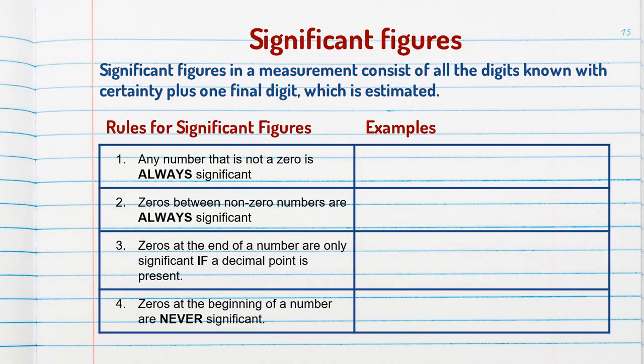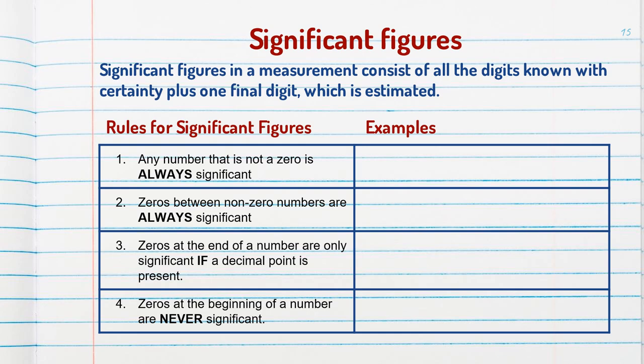So, significant figures in a measurement consist of all digits known with certainty plus one final digit, which is estimated. So if we look at a ruler and it goes to the tenths place, then we want to estimate in the hundredths place. So one extra digit. So there are 4 rules for significant figures.